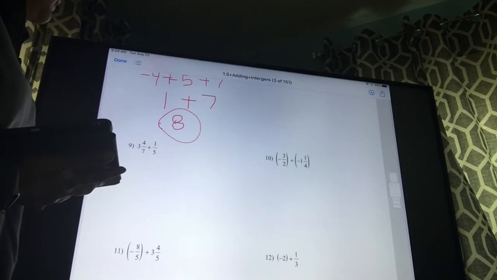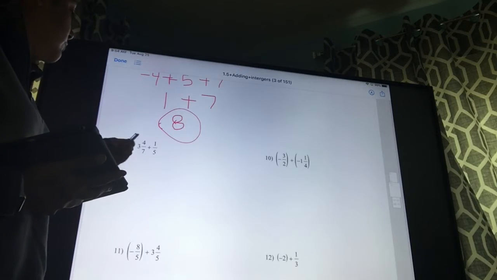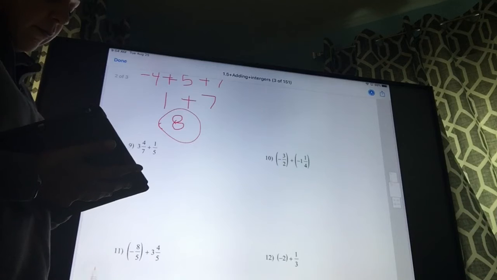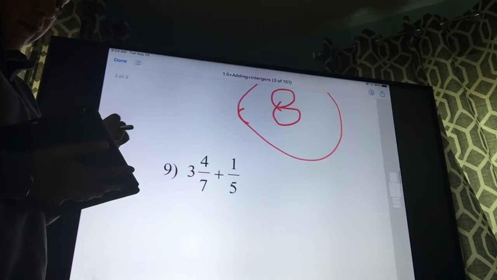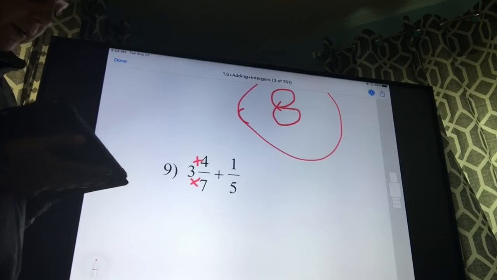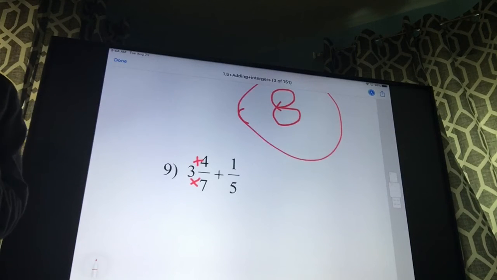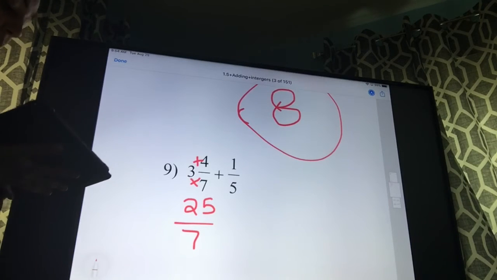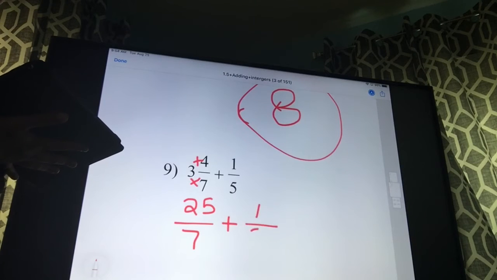The first thing that I would say to do is convert this into an improper fraction. And to do that, you have to multiply the bottom number by the whole number and add the top number. Then you still put it all over the same number. So 3 times 7 is 21, plus 4 is 25. So instead of 3 and 4 sevenths, it's now 25 over 7 plus 1/5.